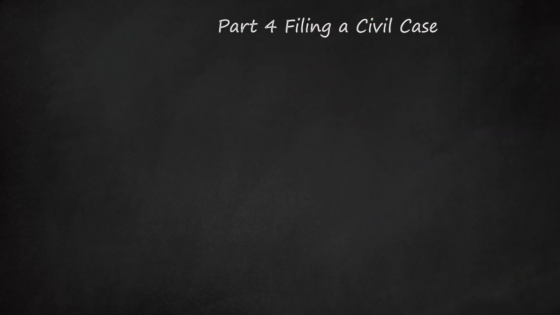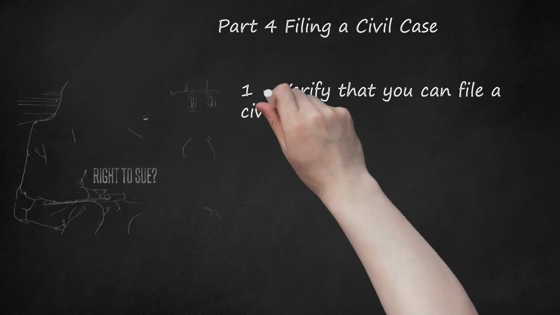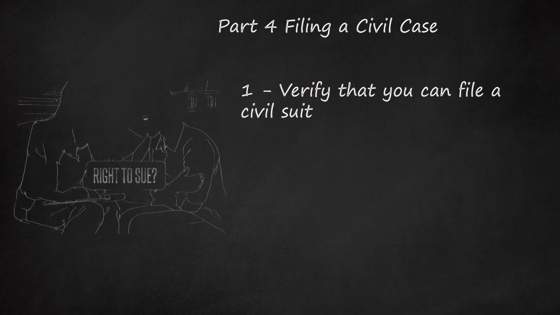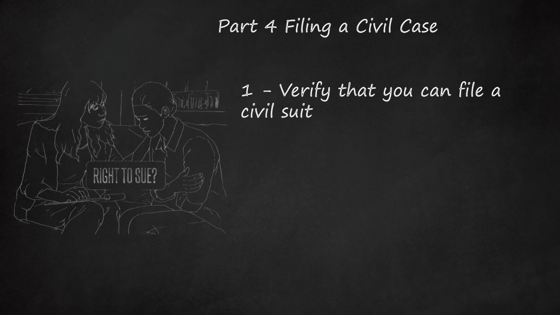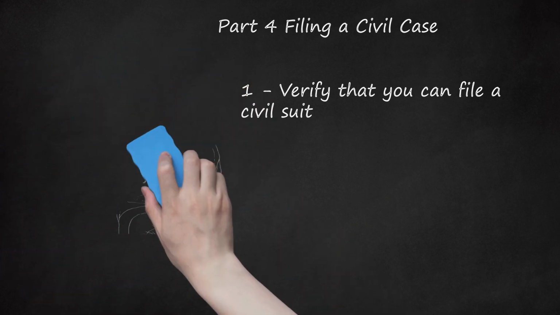Part 4. Filing a civil case. 1. Verify that you can file a civil suit. Some states allow employees to choose between filing a civil suit in court or filing a complaint with the state's labor department. Other states require that you file a wage complaint with a state agency and then request a right to sue letter. To find out whether you need a right to sue letter, call your state's labor agency at the number listed at.